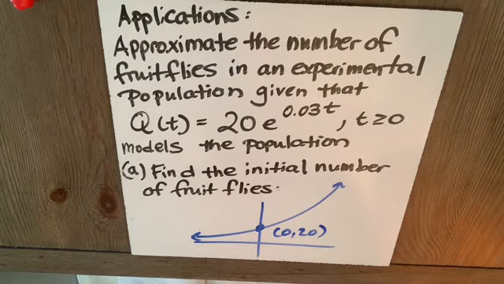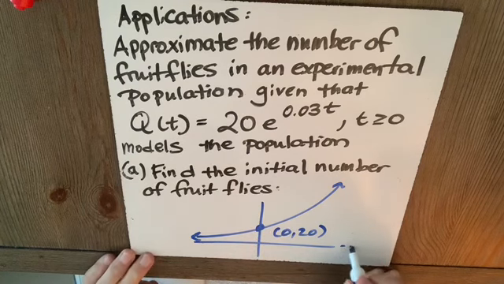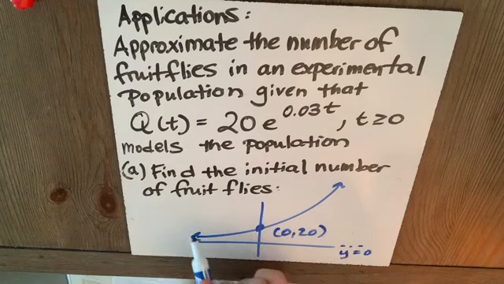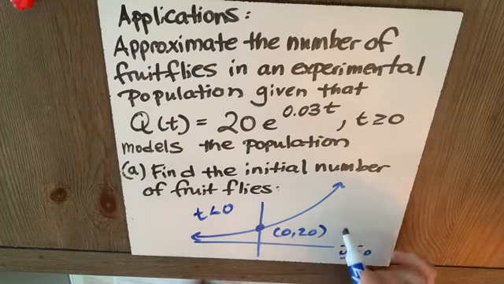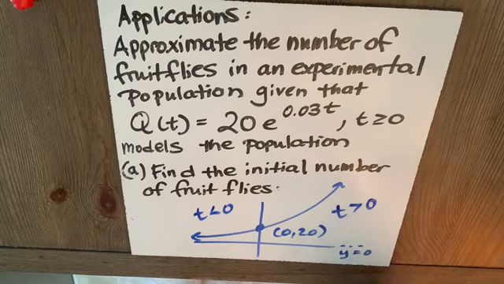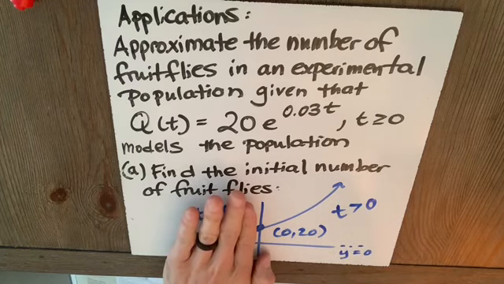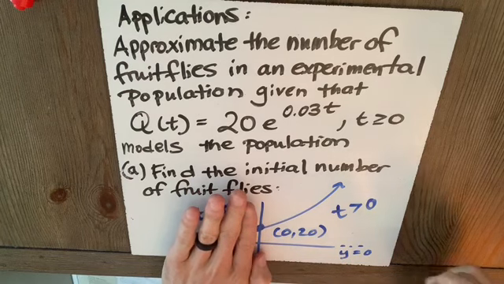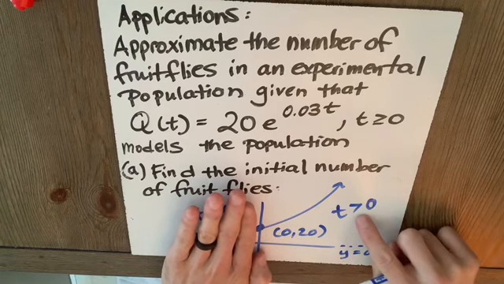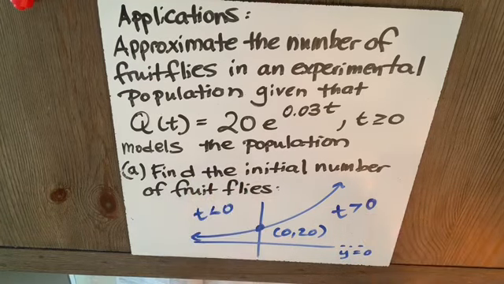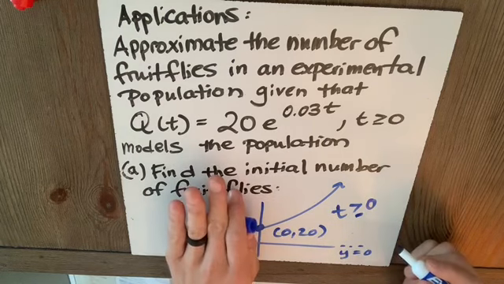So a quick sketch of what we're looking at is exponential growth through (0, 20). And of course, our asymptote here, y equals 0. Now, I've drawn for t less than 0 and t greater than or equal to 0. I really don't need this side of it because we're talking about population, and time is going to be greater than or equal to 0 here. So we really don't have to worry about this side of the graph.